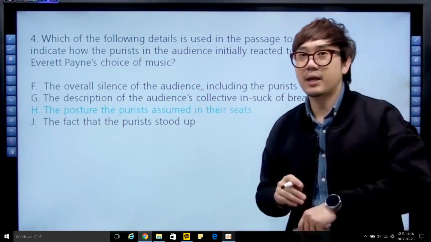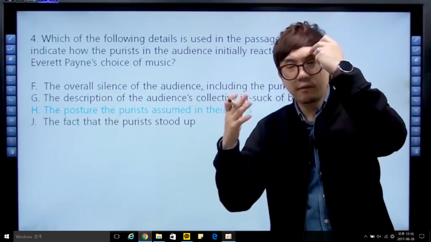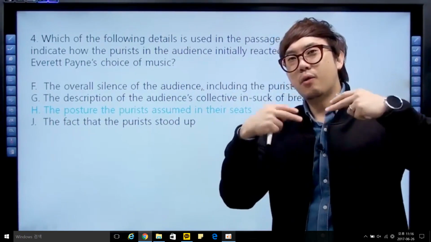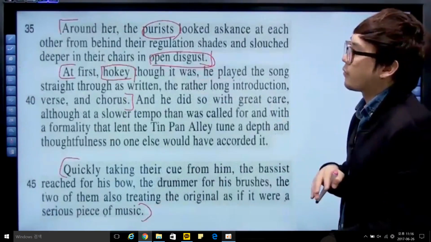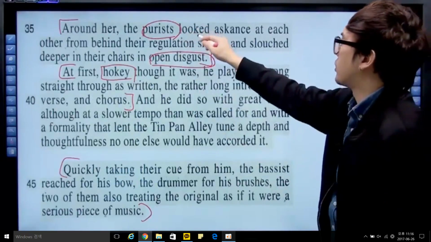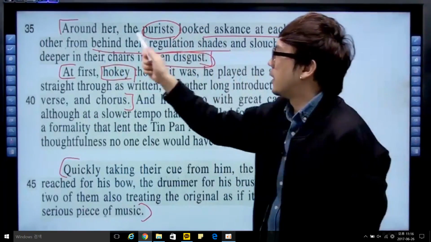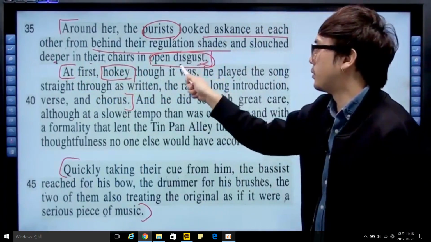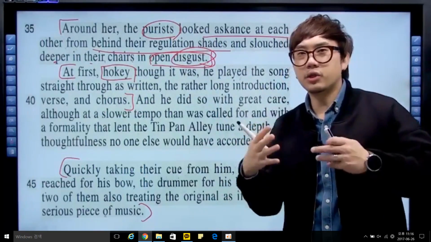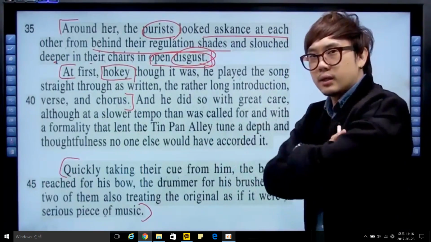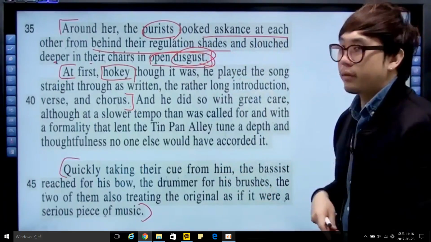It took you less than a minute just now, right? It took us like 40 seconds to do this. Now, it should take you less than 40 seconds to do this because you already know what you read, right? Where does that come from? Just to make sure that you have the right answer. It says, around them purists looked askance at each other from behind their regulation shades and slouched deeper in their chairs in open disgust, right? They showed how they were disgusted with the music by slouching back into the chair, right? Like this. And then they would lean back a little, right? That's what we call slouched deeper in their chair, okay?